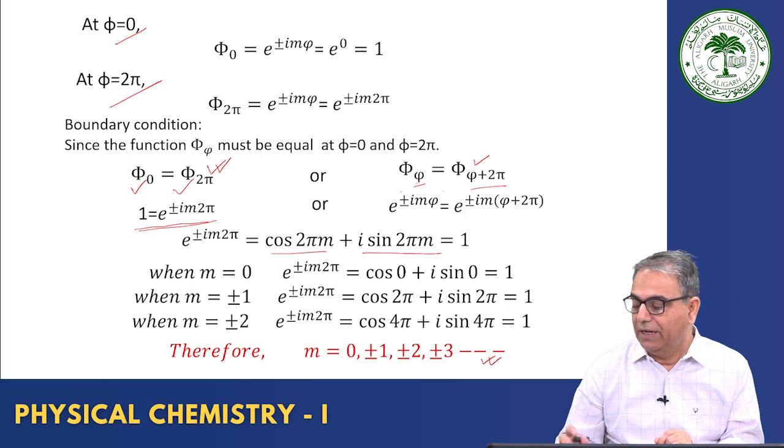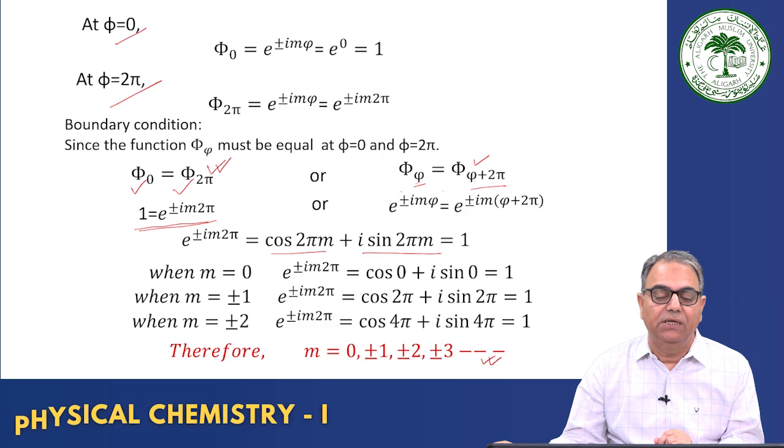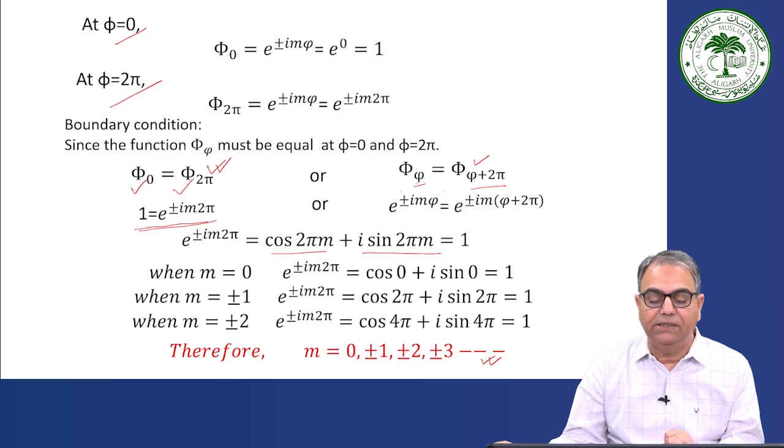And if you have these values, then you can write the different wave functions, because the phi function we have written as exponential plus minus i m phi. So, if m is equal to 0, what is the value of the function? If m is equal to plus 1, what is the value of the function?